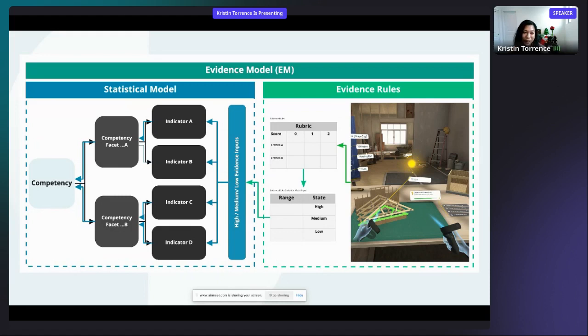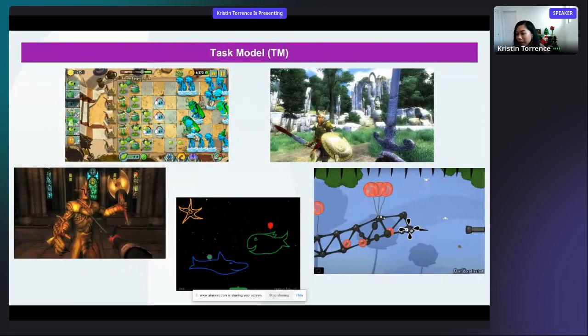And we'll show a little bit more how this works in the use cases. And then finally, the task model. This specifies the types of game-based tasks and features that should be designed and developed that work to solicit this evidence of target competencies from the learners in the game. This is the really exciting part, right? It's what we designed to put in front of the learners.